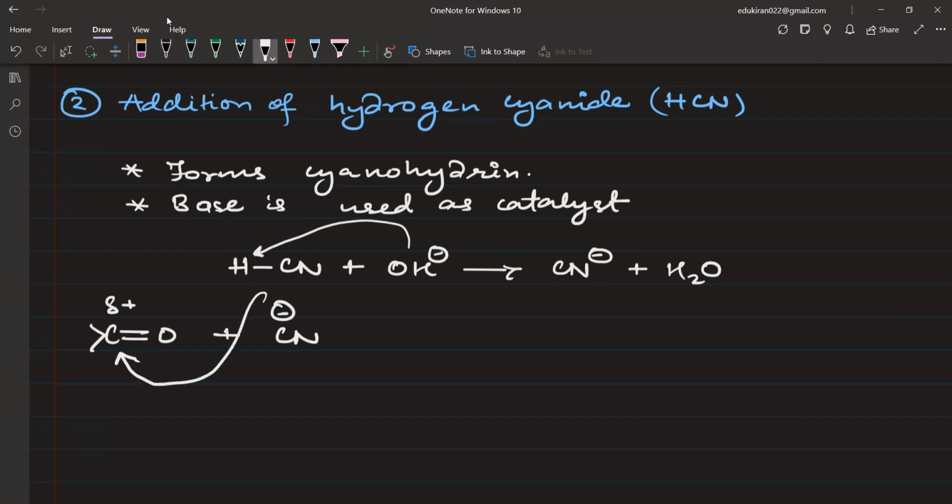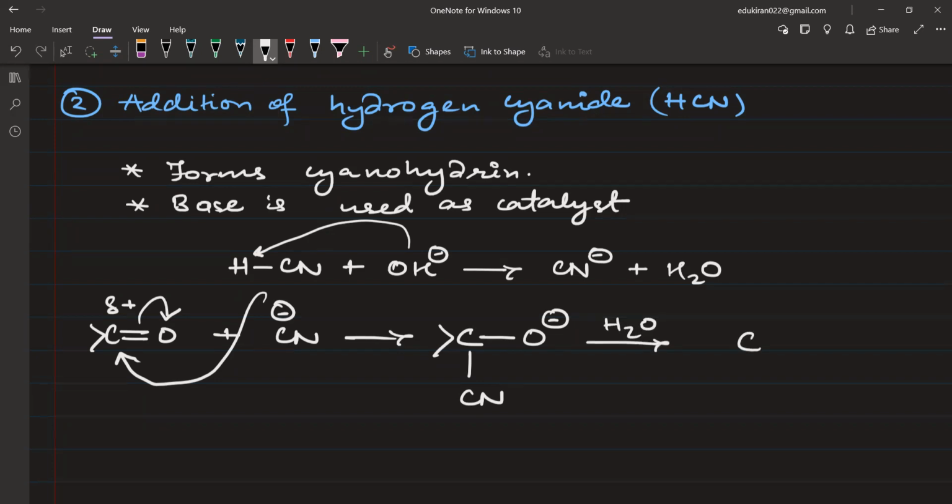So this attacks on the carbonyl carbon, and the same thing happens. The carbonyl carbon gives the pi bond to oxygen, leading to formation of O negative, and this carbon atom gets a CN. Now, once this happens, we have the water molecule that is very available here. The water molecule will give the hydrogen to O negative, and you will get the groups attached as they are, OH and CN. This is CN, not CH. This is cyanohydrin.